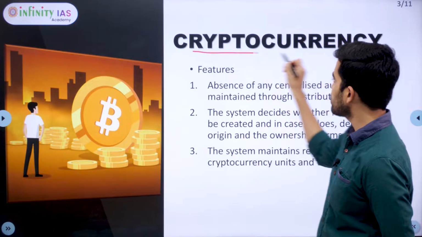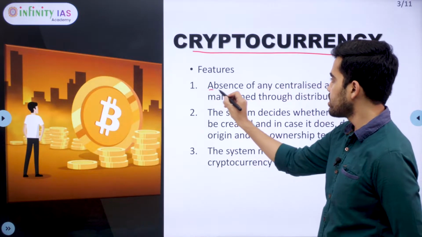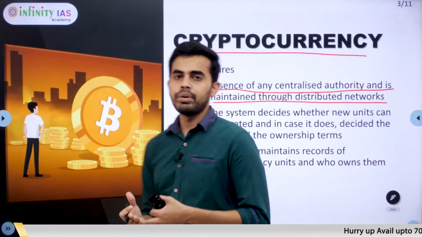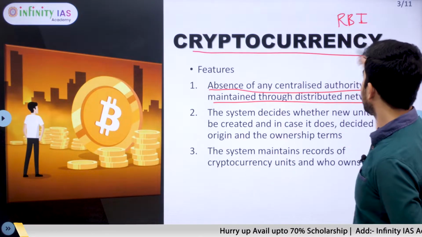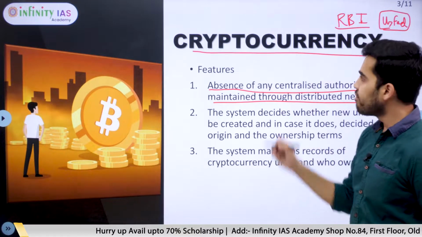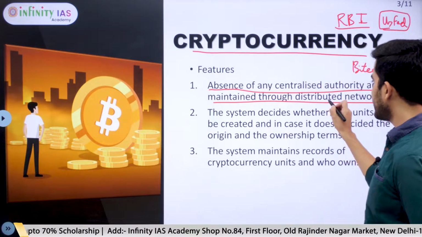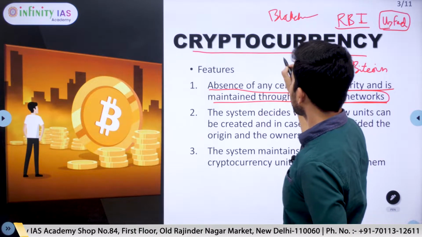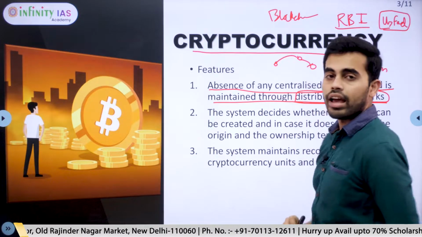So next we will see a few features of cryptocurrency. When do we call a currency cryptocurrency? The first point is the absence of any centralized authority; it is maintained through distributed networks. For example, we have the Indian rupee. It is controlled by RBI. If we have the US dollar, it is controlled by the US Federal Bank. So these are centralized authorities. Whereas cryptocurrency, for example Bitcoin, doesn't have any centralized authority. It is maintained through distributed networks, such as blockchain technology. That is, the peers or the people who hold the currency will also have the record of transactions in cryptocurrency.